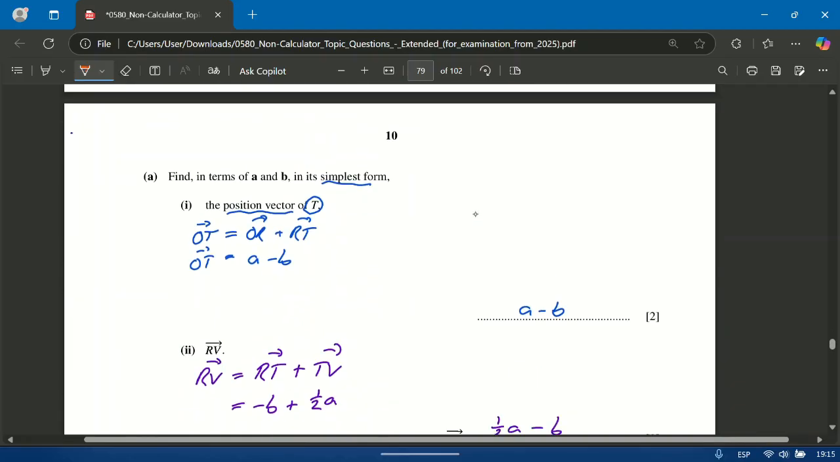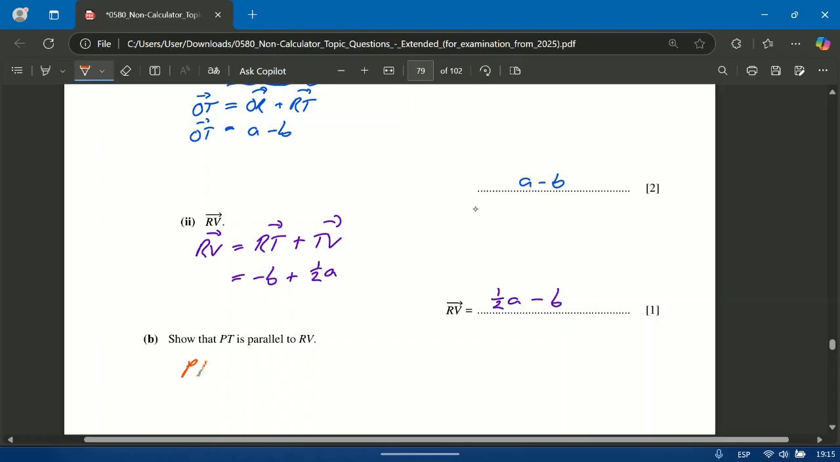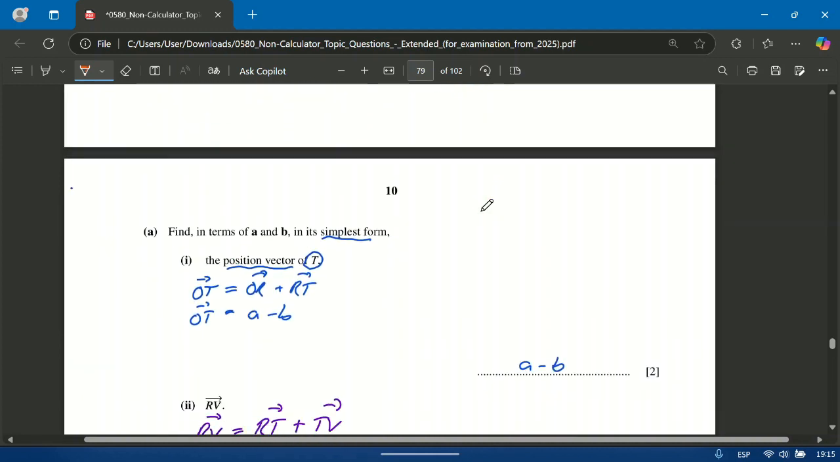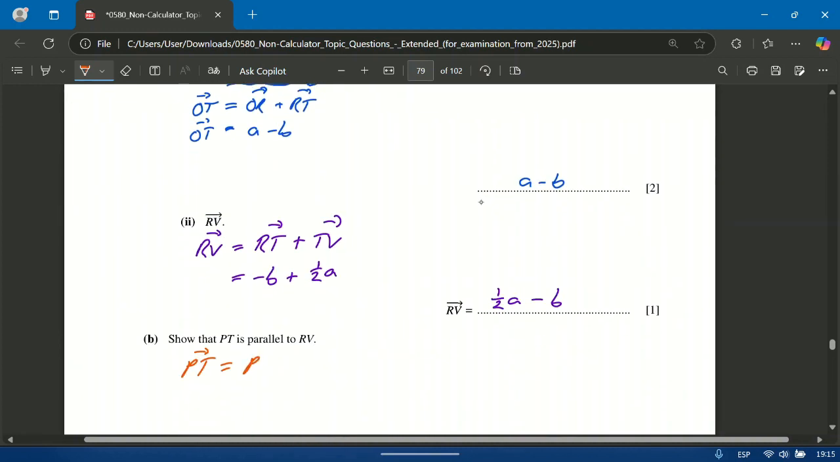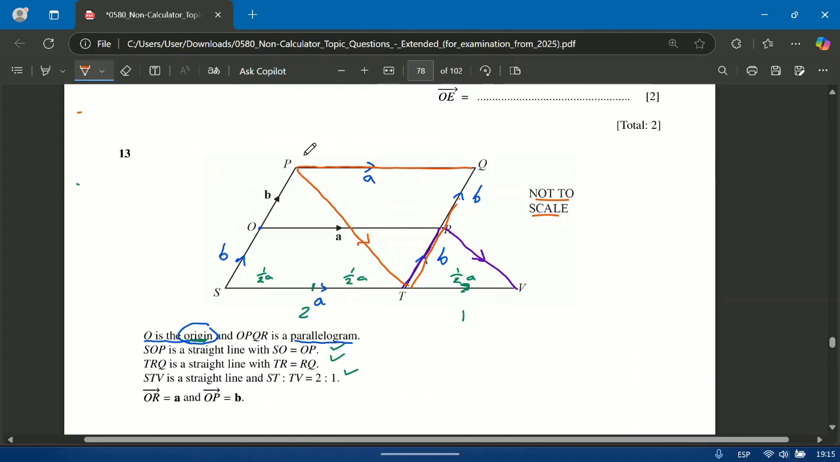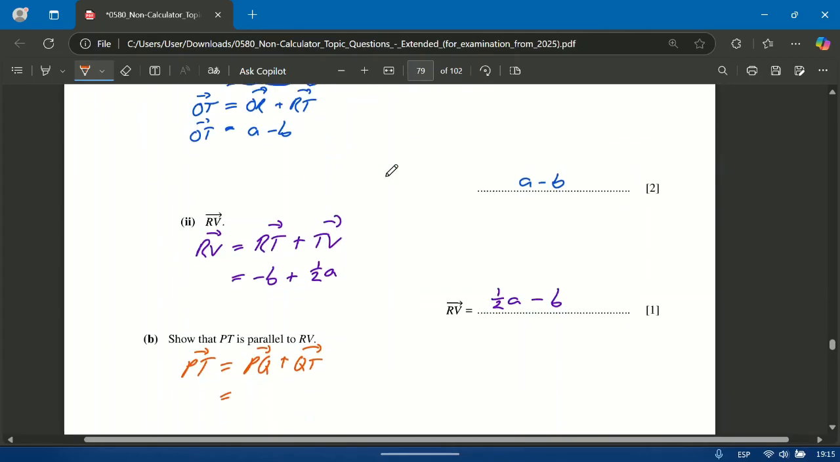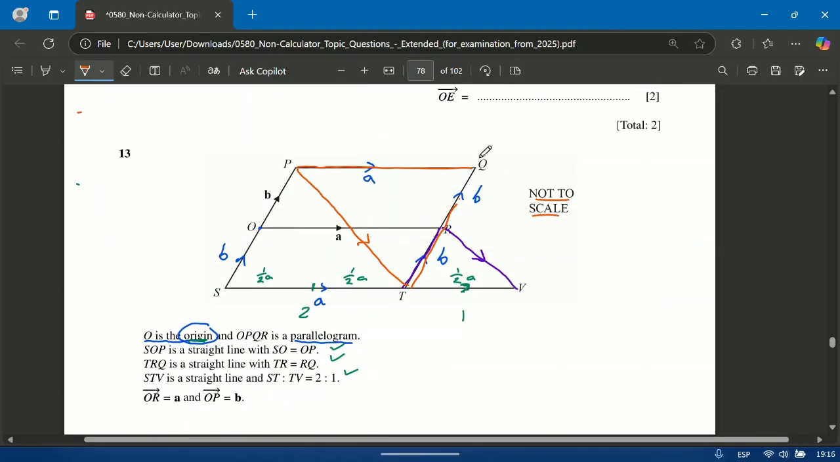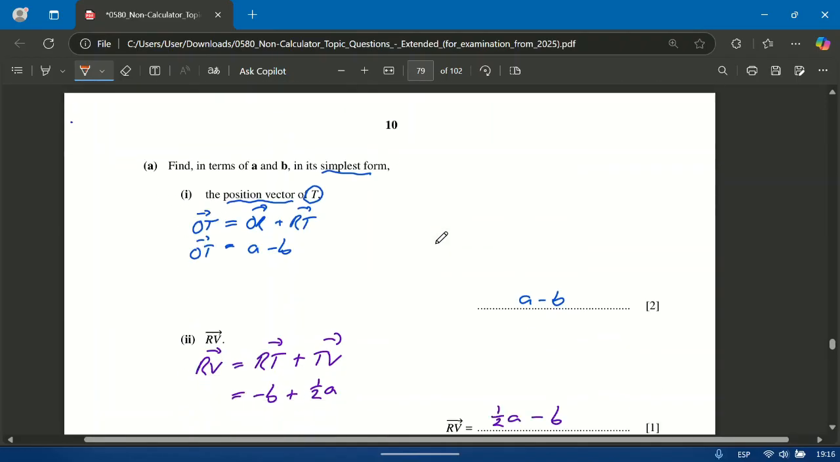So I'm going to say PT is equal to the vector PQ plus QT. Now PQ, of course, that is A. And QT is 2B, but we're going against the vector. We're going the opposite direction, so it's minus.